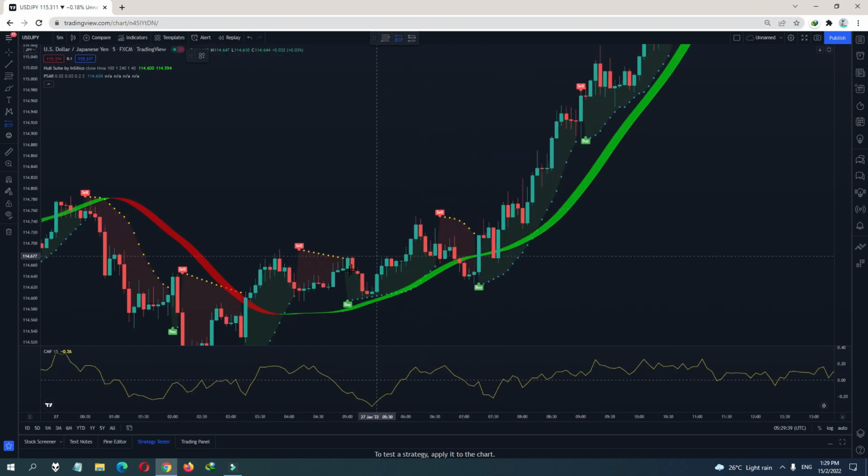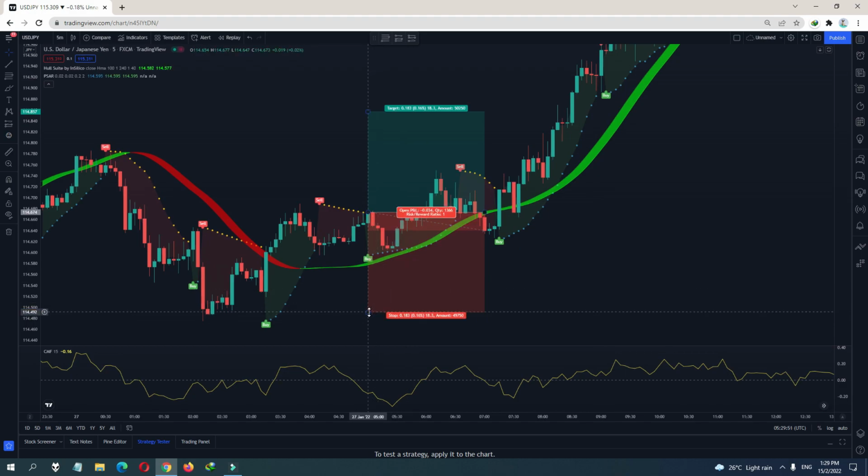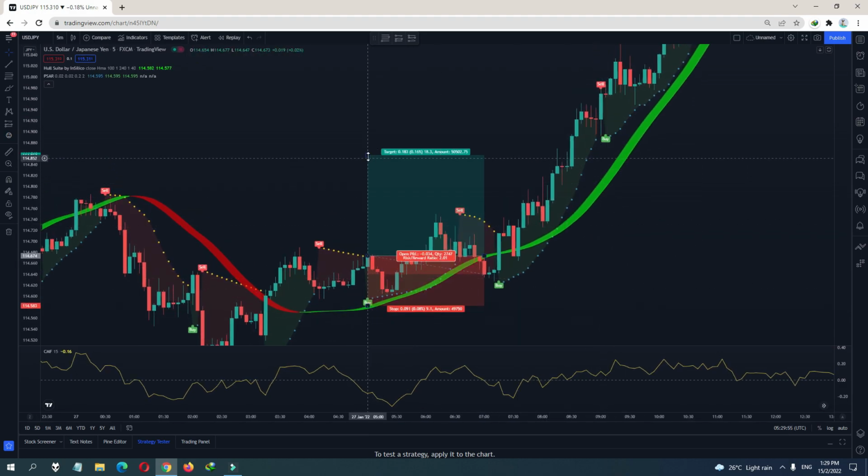For buy, it's the opposite. The Hull Suite has to be green, you have a buy signal on Parabolic SAR, and the Chaikin money flow has to be below 0. So you have a valid buy here. The stop loss is maybe right there. You can target 1 to 2.